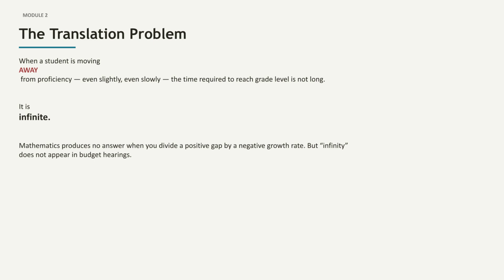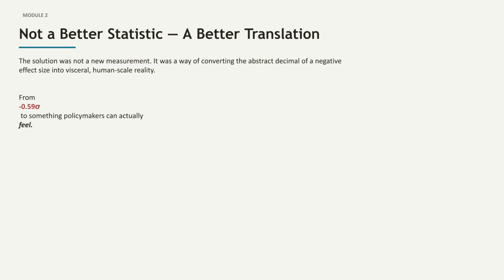The translation problem highlights that if a student is moving away from proficiency, even slightly, the time required to reach grade level is effectively infinite. Mathematics offers no answer for dividing a positive gap by a negative growth rate. The solution was not a new statistic, but a better translation. It converted abstract decimals like -0.59 standard deviations into a visceral, human-scale reality that policymakers could feel.